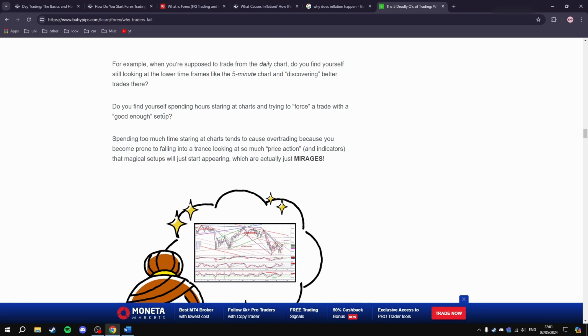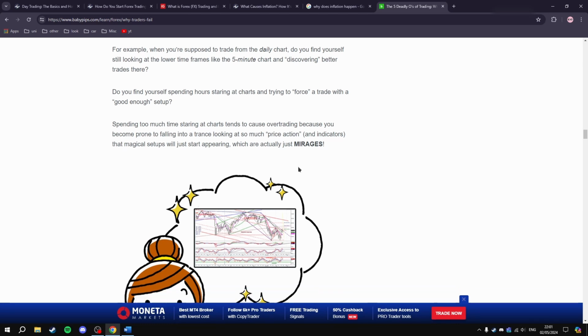Do you find yourself spending hours staring at charts and trying to force a trade with a good enough setup? Spending too much time staring at charts tends to cause overtrading because you become prone to falling into a trance looking at so much price action and indicators that magical setups will just start appearing, which are actually just mirages.